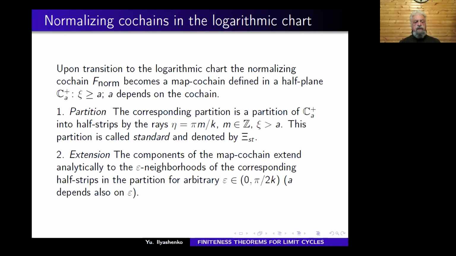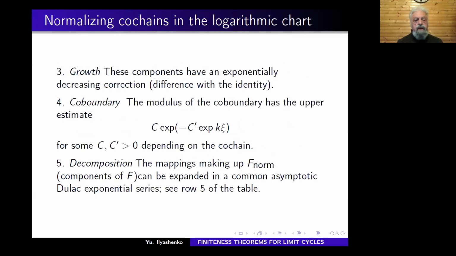They may be extended to epsilon neighborhoods of their domains, with epsilon arbitrary from 0 to pi over 2k, excluded. The following requirements are growth. The components have at most exponentially decreasing corrections. So they are identity plus something that exponentially decreases.